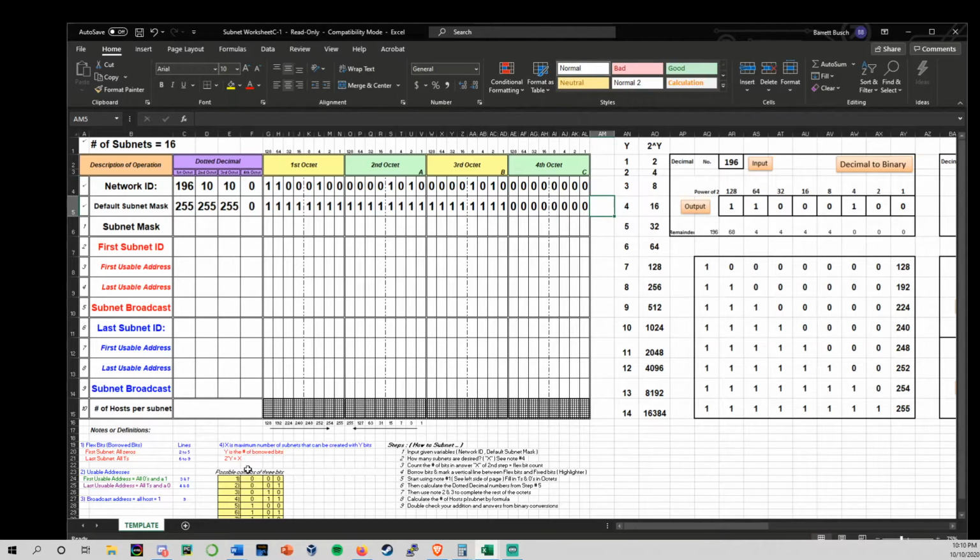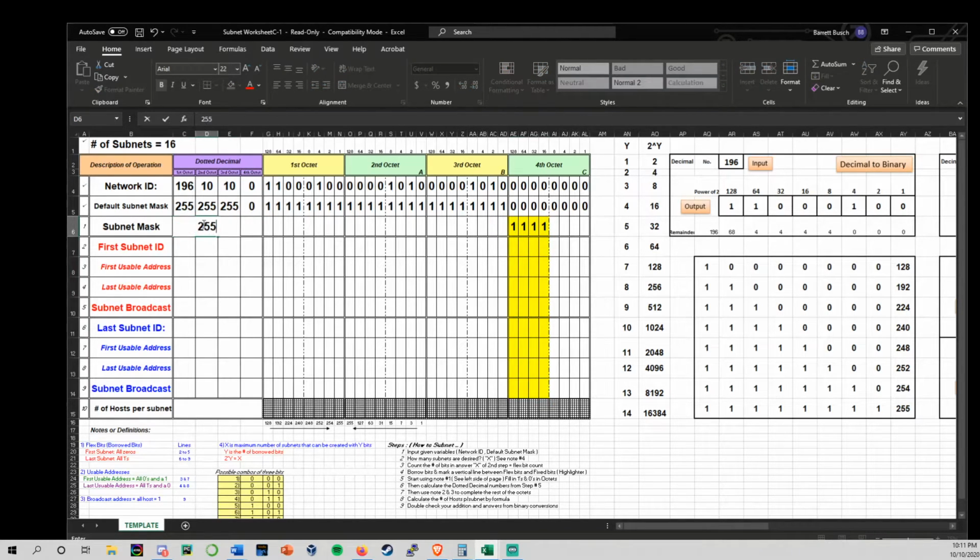Remember, 2 to the power of y equals x, or in this case, 16. So we can consult the table of the powers of 2. So that's going to be 4. We need to borrow 4 bits. And remember, the subnetting is going to be happening here, so in the 4th octet. So turn on the first 4 bits here. This is going to be our subnetting portion.